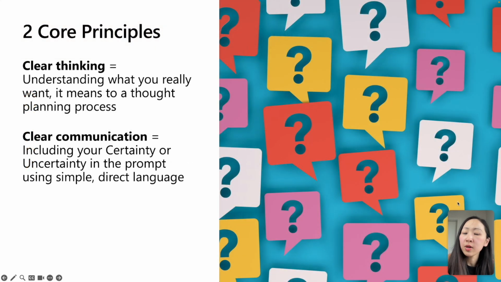And there are two core principles for better prompts, and it comes down to two key areas. The first is clear thinking, and then clear communication. Clear thinking is really about understanding what you want to achieve from AI, what you want it to help you do. For example, is it a proposal, a summary, a presentation, an article? And then how you can communicate your thinking, your idea, in a simple way. So always understand your need and then how you can communicate it clearly.